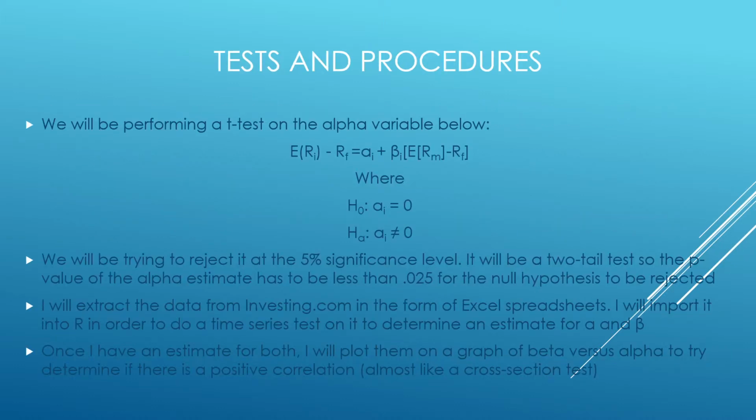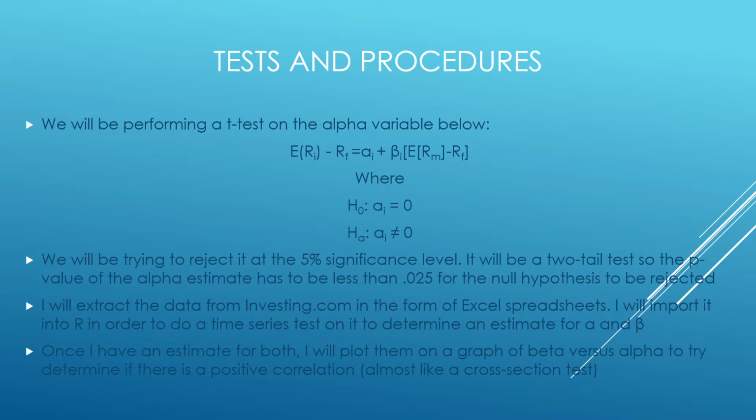and here is the t-test that I'll be performing. Essentially, I'm testing a null hypothesis whether the Jensen's alpha, which is captured by the alpha variable, Jensen's alpha of asset I equals 0, which is the null hypothesis. And the alternate hypothesis is Jensen's alpha of asset I does not equal 0. So what I'll be trying to do is reject this at the 5% significance level, so it will be a two-tailed t-test. So the p-value of the alpha estimate has to be less than 0.025 for the null hypothesis to be rejected.